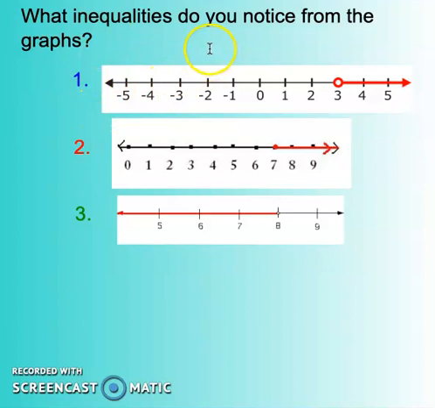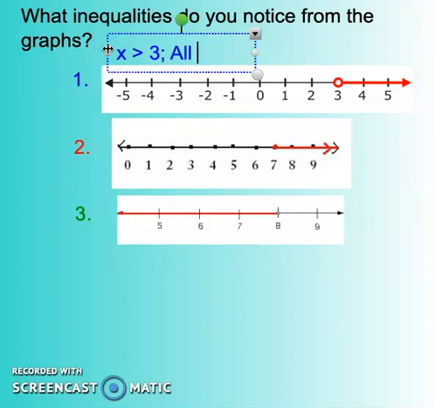And so this inequality, I notice that it's an open dot, so it can't be greater than or equal to or less than or equal to. It has to be greater than or just less than. And so I notice that the ray is going off to the right, to the positive, so I know that it's greater than. So I choose a variable and I'm going to put greater than, and then I notice that the open dot is on 3. And so here is my inequality, but now I need to write it in words.